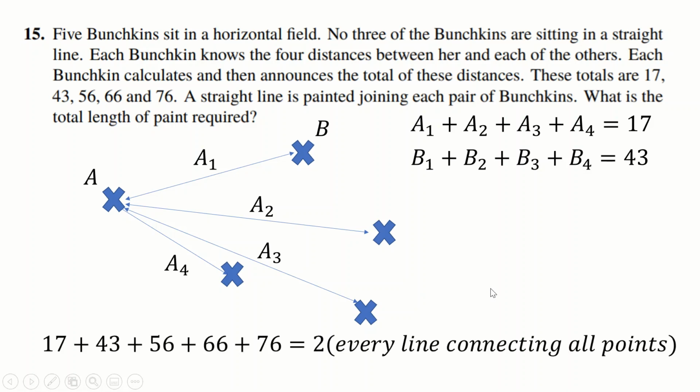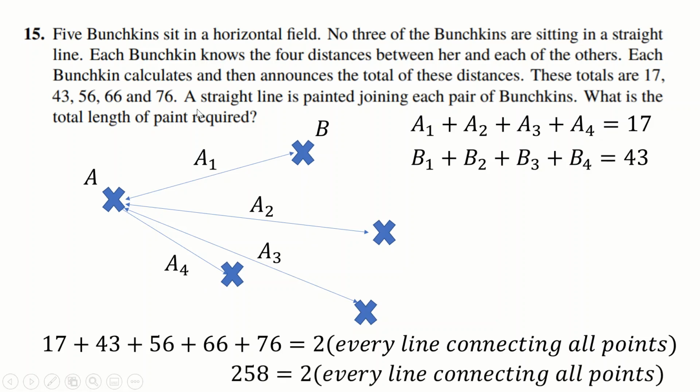So we're going to have 2 copies of every line connecting every point, and that's just going to be 17 plus 43 plus and so on. So if you add up all of these, you just get 2 copies of every single line, and then of course you get the sum of all of these things, which is this. So that means 258 is 2 copies of every line, so divide by 2, and you find every line added up is going to be 129.